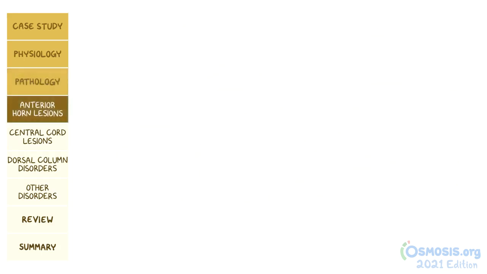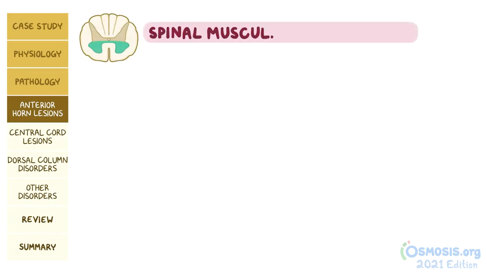Okay, so let's take a closer look at the different types of spinal cord disorders, starting with the ones affecting motor neurons of the two anterior horns. The first is spinal muscular atrophy, or SMA.